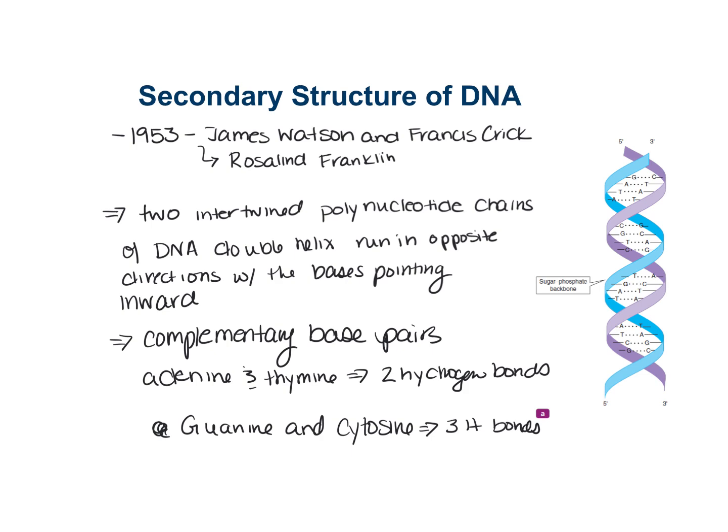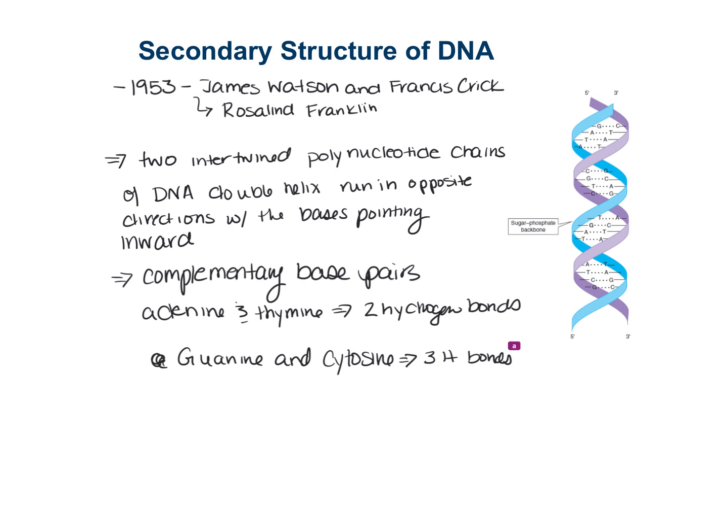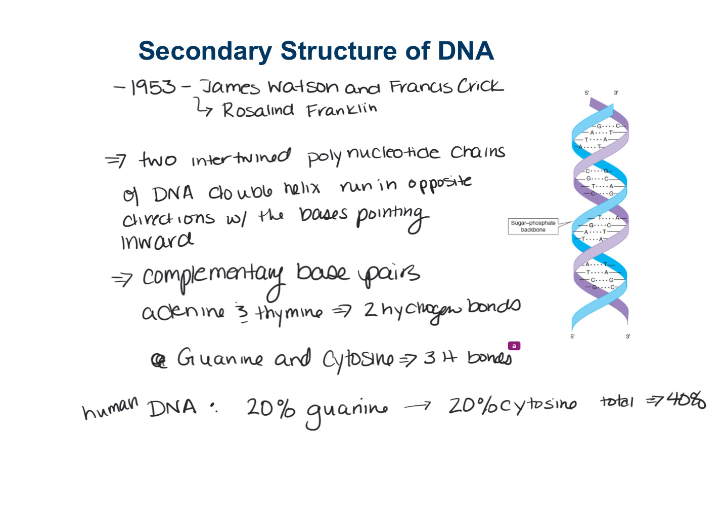Now, one of the things that's interesting here is these percentages are always going to be equal to each other. So what do I mean by that? Well, if you have DNA, so for example, we've got human DNA. Human DNA has 20% guanine, right? Which means then that it also needs 20% cytosine, right? For a total of 40%.